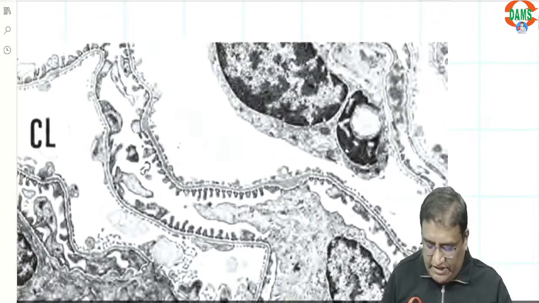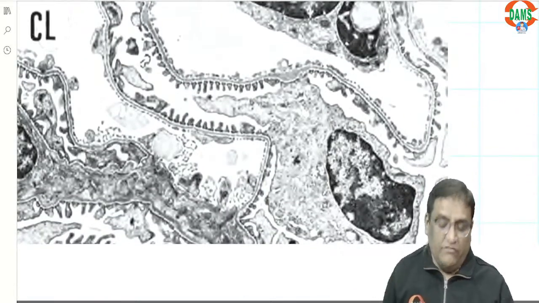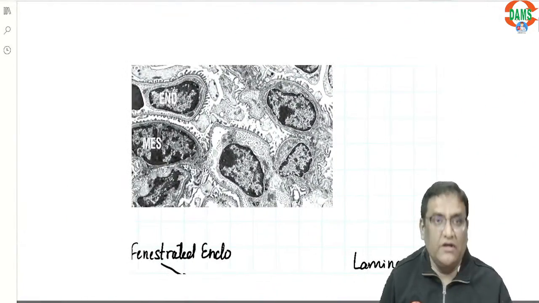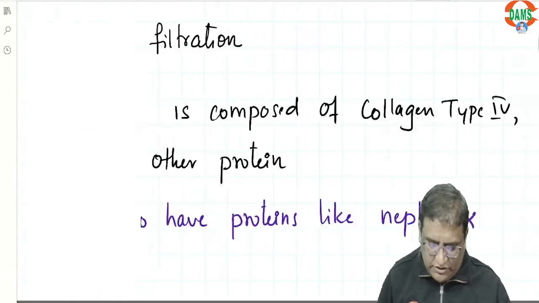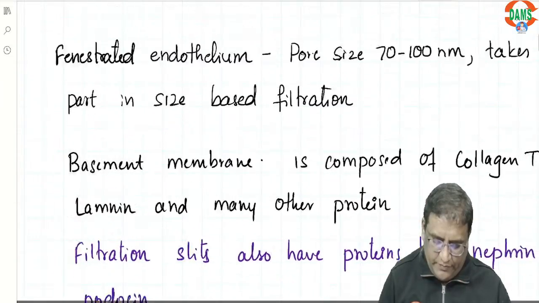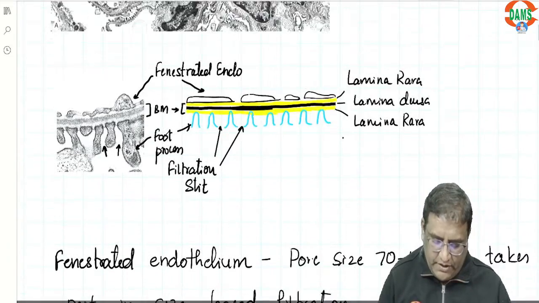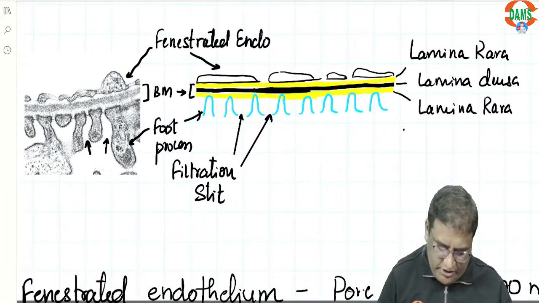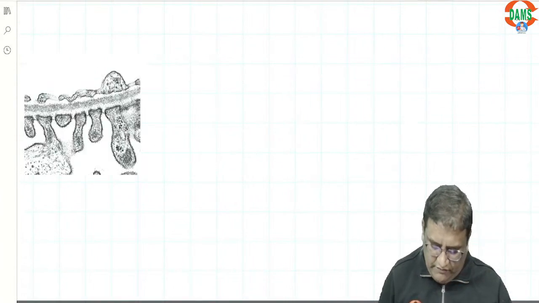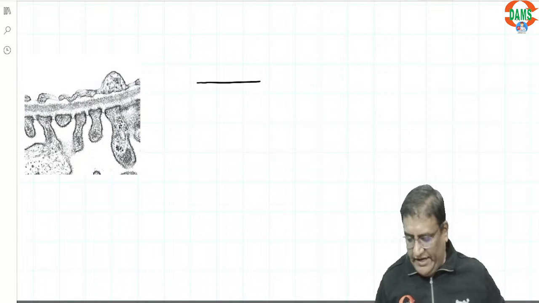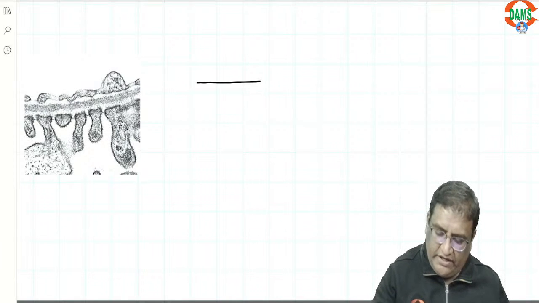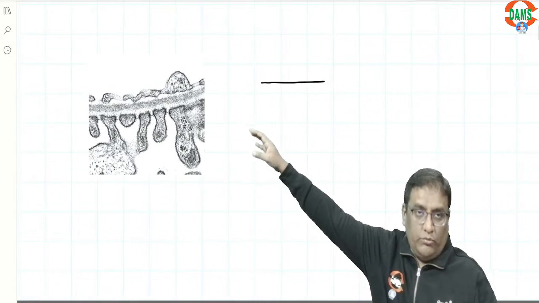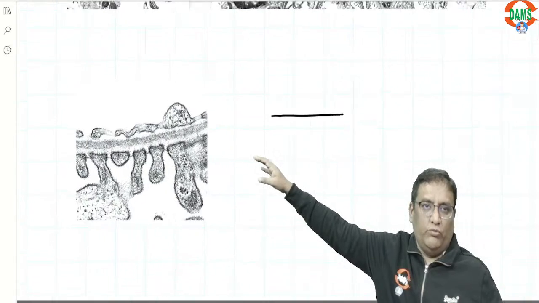Now, let me just try to explain, enlarge this filtration barrier and understand a little bit more of the filtration barrier. So what is a filtration barrier? The filtration barrier is nothing but your what? Basically your endothelium and your what? So look at this. This is the filtration barrier I am trying to show. So what is there in this filtration barrier? Again, this is the zoomed version I am showing.